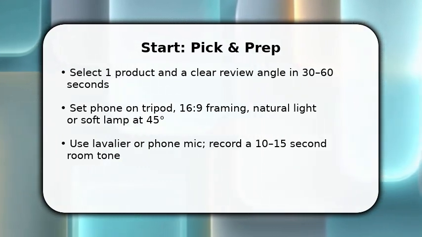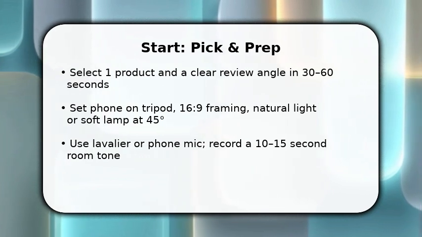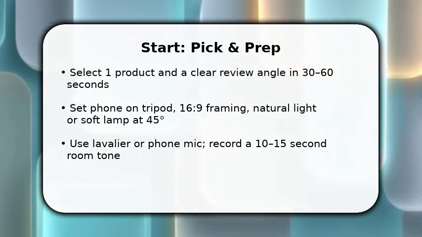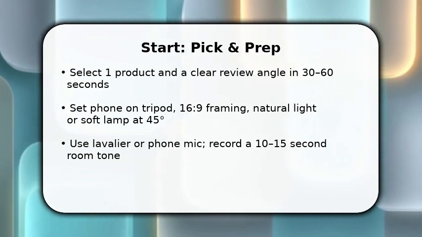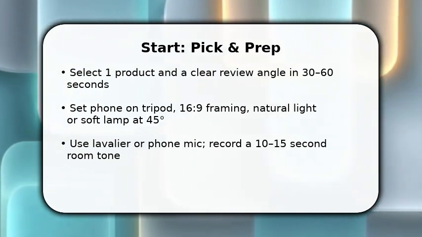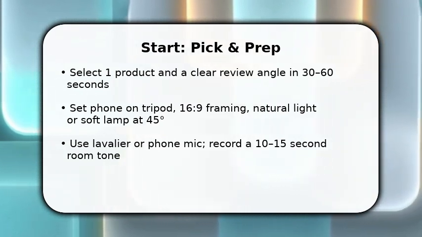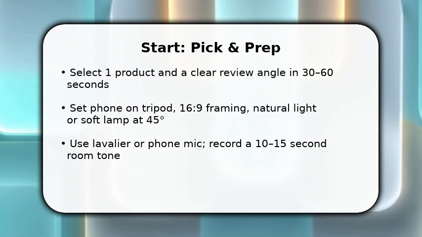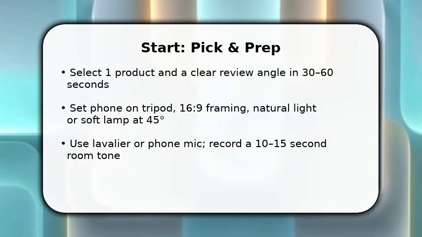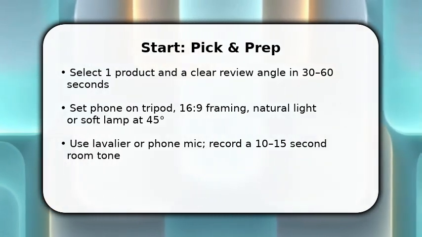This makes editing faster. Mount your phone or camera on a tripod, frame in 16:9, and position light at a 45-degree angle to avoid harsh shadows. Plug in a lavalier or use your phone mic and capture a 10 to 15 second room tone. Once done, you'll have consistent audio and a usable intro take.